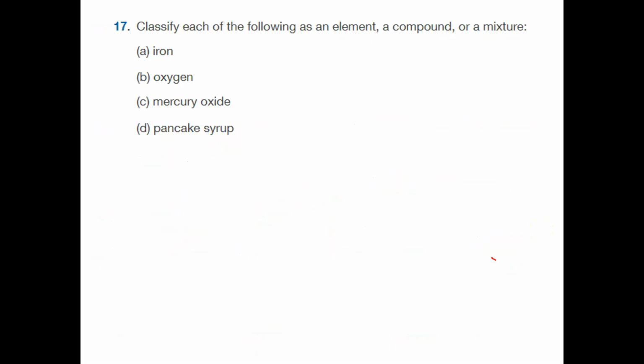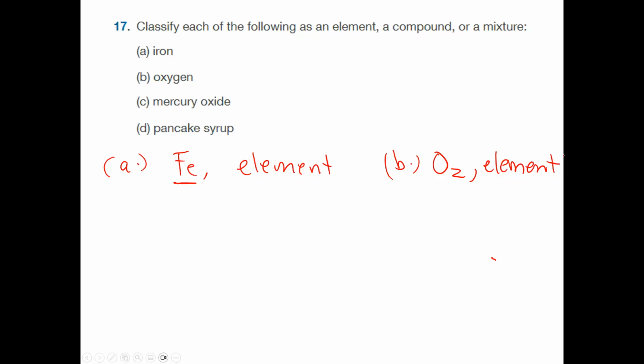It's an interesting problem from OpenStax and a really common problem on quizzes and tests. It says classify each of the following as an element, a compound, or a mixture. Now, you do need to use a little bit of general chemistry knowledge here. Iron is an element. Fe is the symbol for iron. Oxygen is also an element. It's one of our diatomic elements. It's made up of a single type of atom.